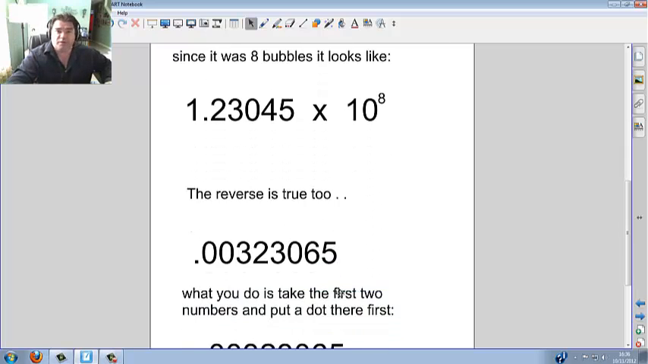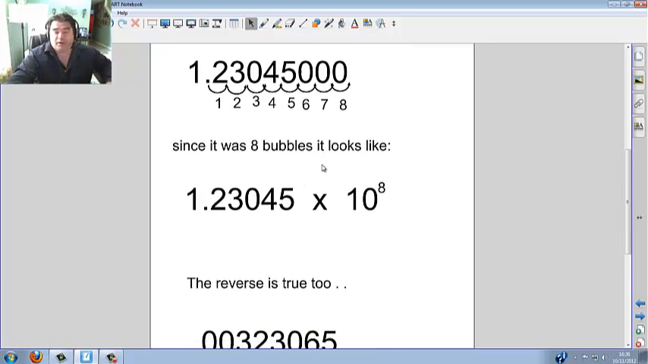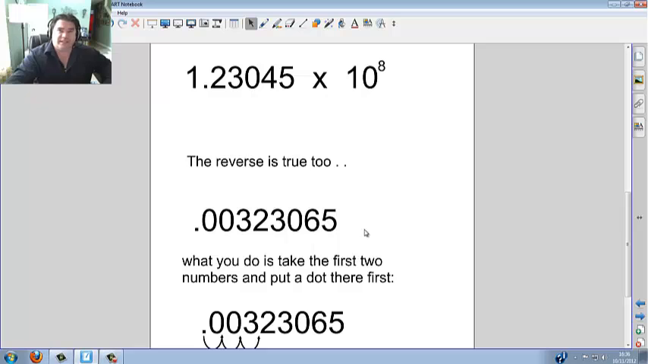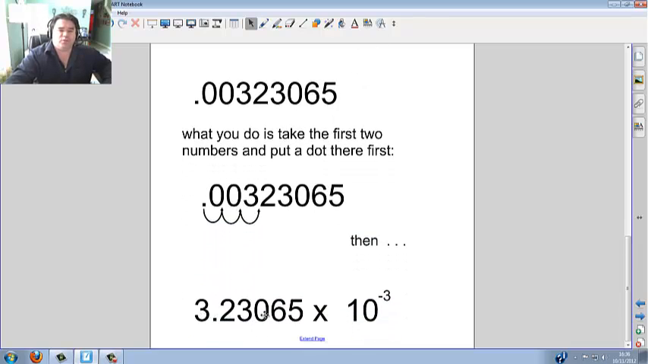The reverse is true as well. Oh, it's a positive number because it was a real big number to begin with. It was more than 1. Where here, this is less than 1. So the only thing you're going to do is you're going to move it between the first 2 numbers, 3 and 2. And we're going to count 1, 2, 3. Because it was less than 1, it's a negative exponent. So 1, 2, 3, 3.2365 times 10 to the negative third.